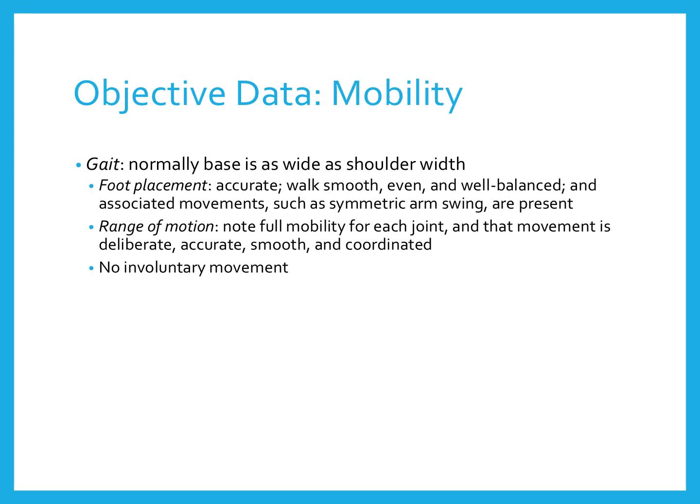Then we will start doing some objective data, and that is where we can have them walk back and forth. We can look at their gait, that's their walk, how their foot placement is. Is it smooth, even, well balanced? Are the arm swings symmetrical? Do they have full range of motion for their joints? Is it smooth and coordinated, with no involuntary movement noted, like tremors, that sort of thing?